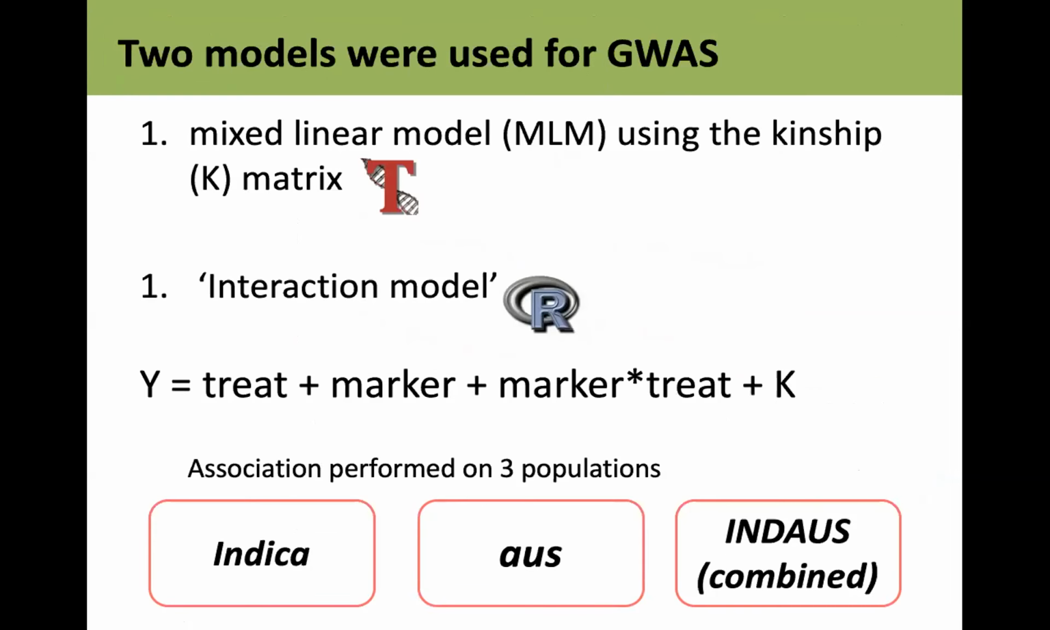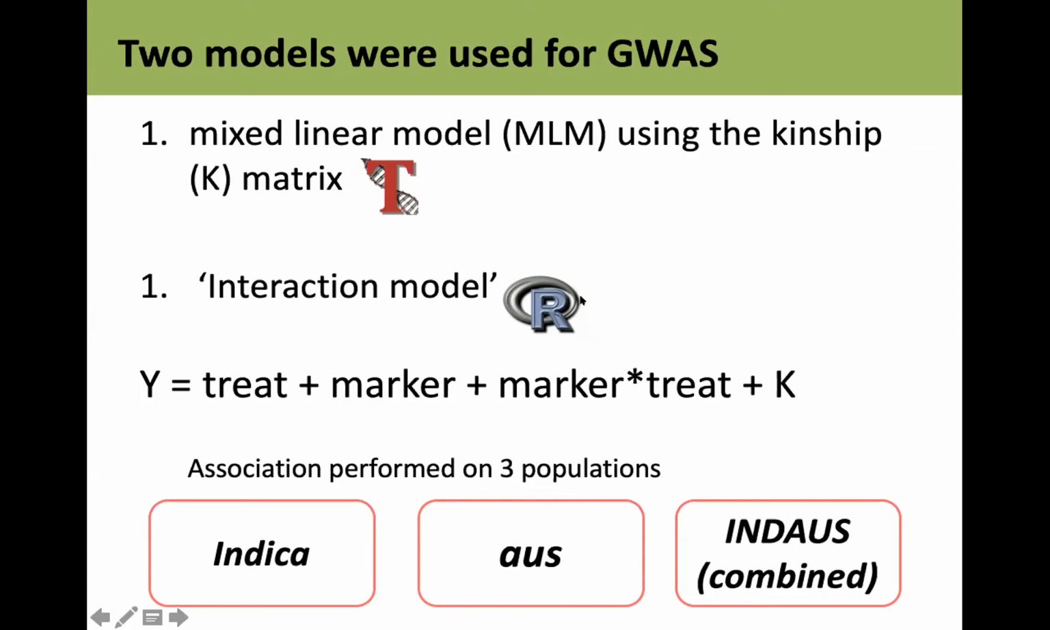And then the next part is the GWAS. So we compared two GWAS models. The first one I like to call the conventional mixed linear model, and we just used the kinship matrix. This was done in Tassel. You can also do this in GAPIT in R.